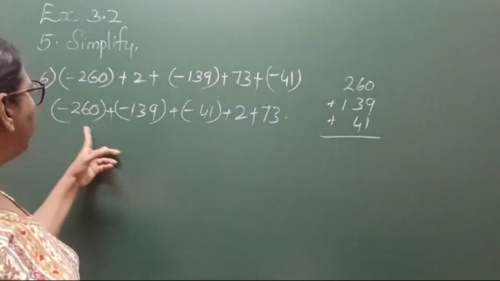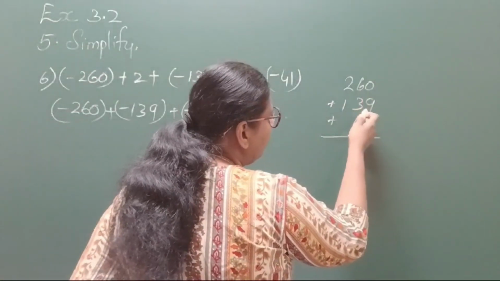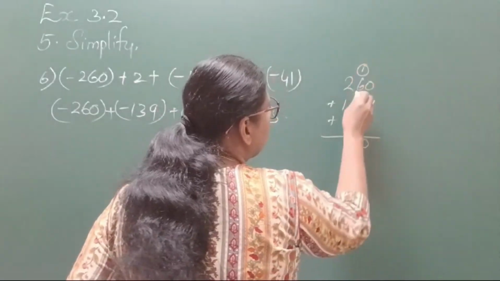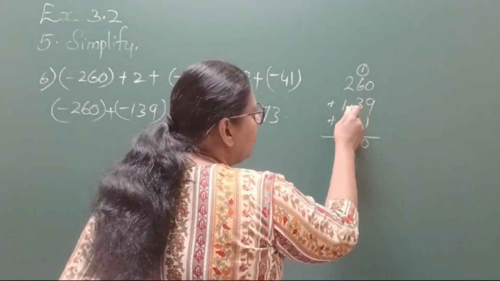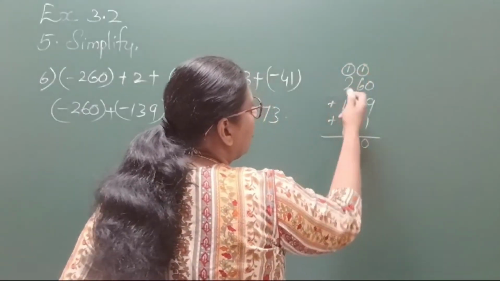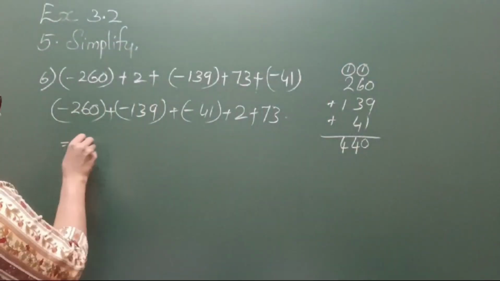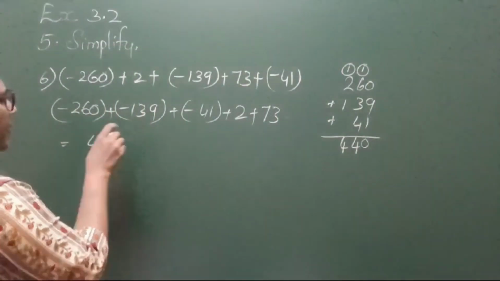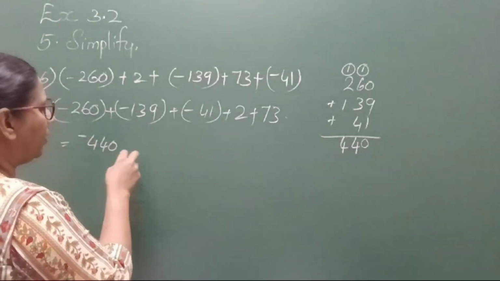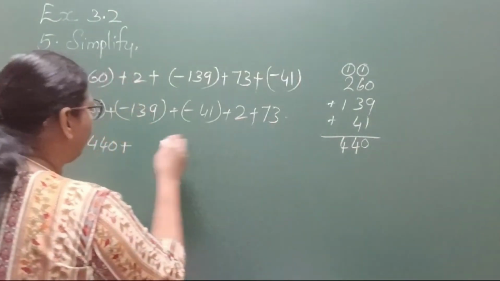All these three negative integers first we will add. 0 plus 9 is equal to 9. Plus 1 is equal to 10. 1 balance, 1 plus 6, 7. Plus 3, 10. Plus 4, 14. 1 balance, 1 plus 2, 3. Plus 1, 4. So we got the answer 440. Common sign is minus. Okay. Minus 440 plus 2 plus 73. 73 plus 2 is equal to 75.